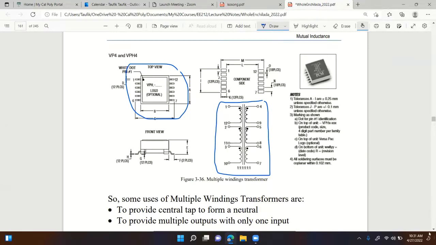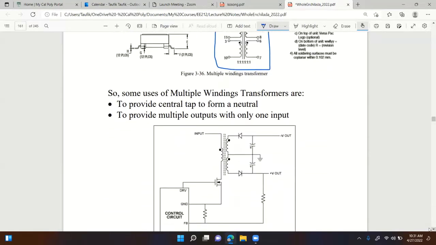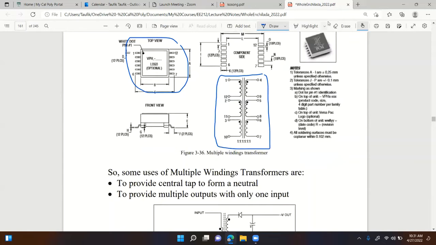So what's the purpose of having multiple windings here? Many purposes. The first one is to be able to supply multiple loads. So imagine if you have a transformer with multiple windings such as this, then you can connect one single source and supply power to multiple loads. See that?